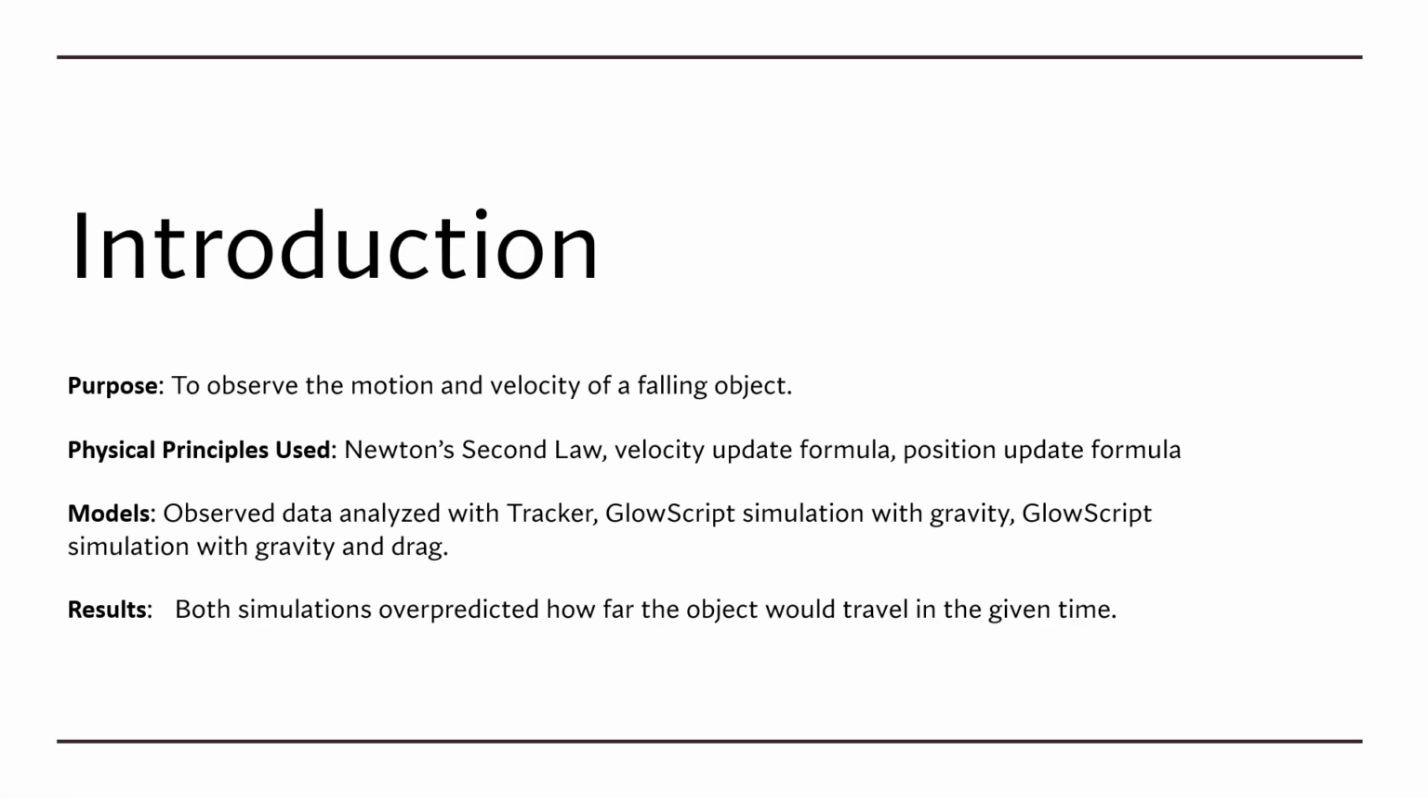The purpose of this lab was to observe the motion and velocity of a falling object. The physical principles we used were Newton's second law, the velocity update formula, and the position update formula. The observed data was analyzed with Tracker, and we had a GlowScript simulation with gravity and a GlowScript simulation with gravity and drag. Both simulations over-predicted how far the object would travel in the given time.